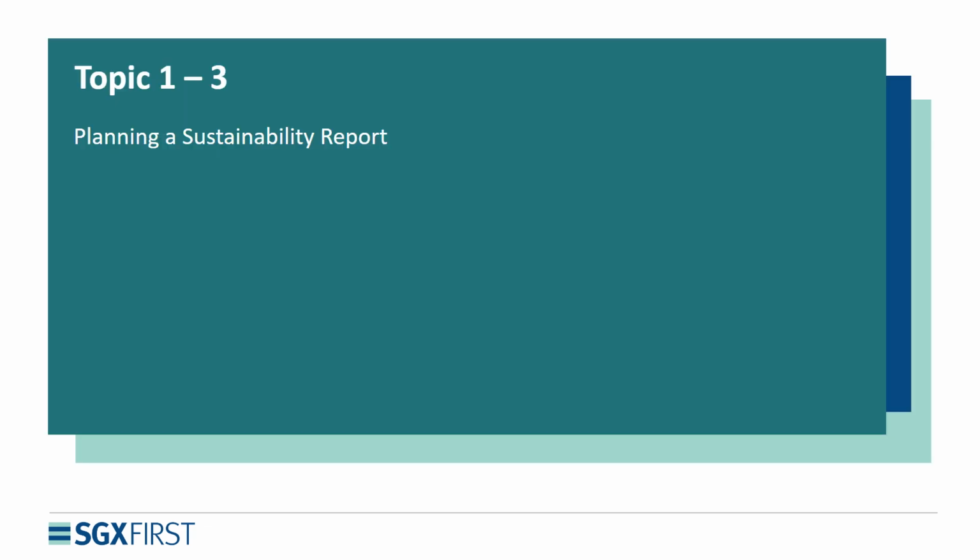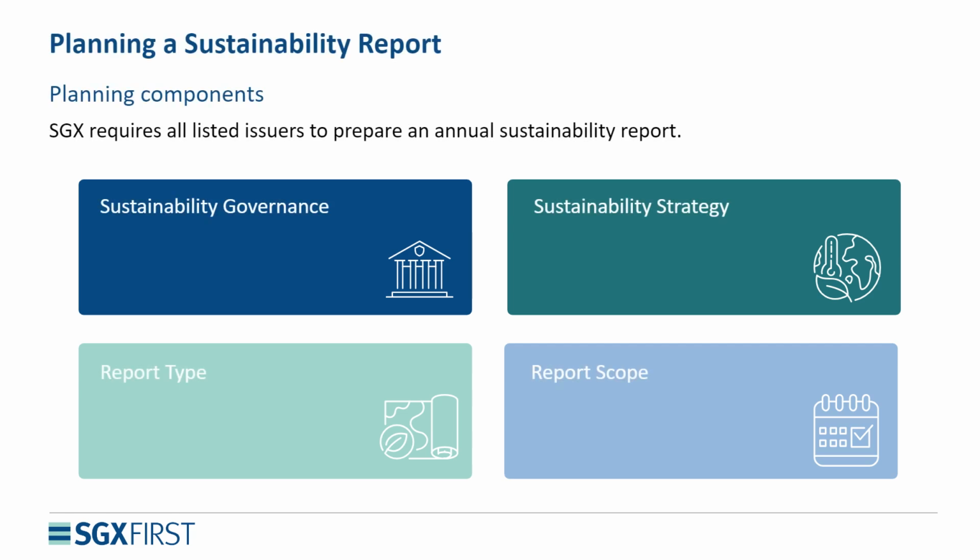Topic 1.3. Planning a sustainability report. Before starting to develop a sustainability report, it is critical to plan. It will enable engagement with the relevant stakeholders and collection of information needed to develop the content of the report. There are 4 key items to consider when planning a sustainability report.